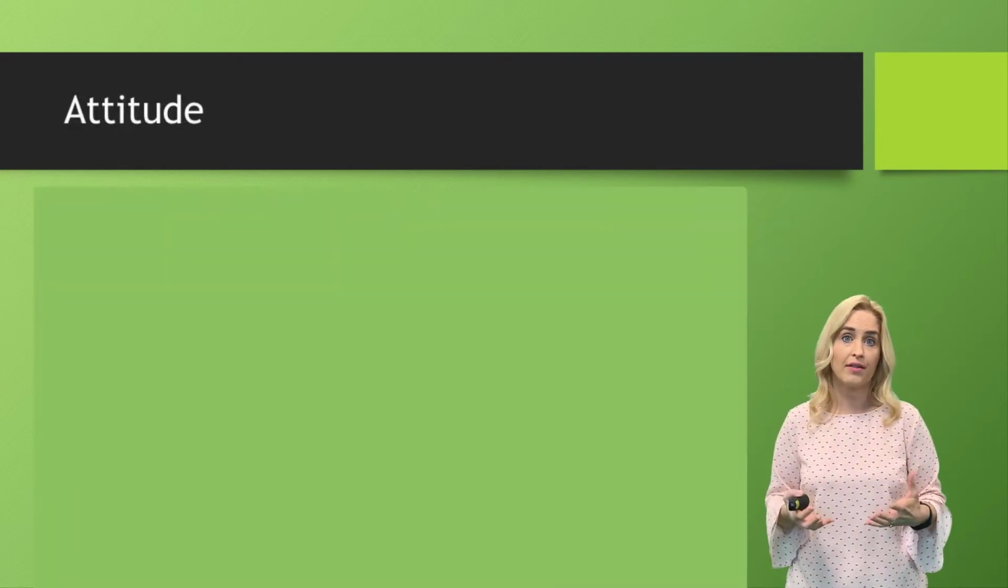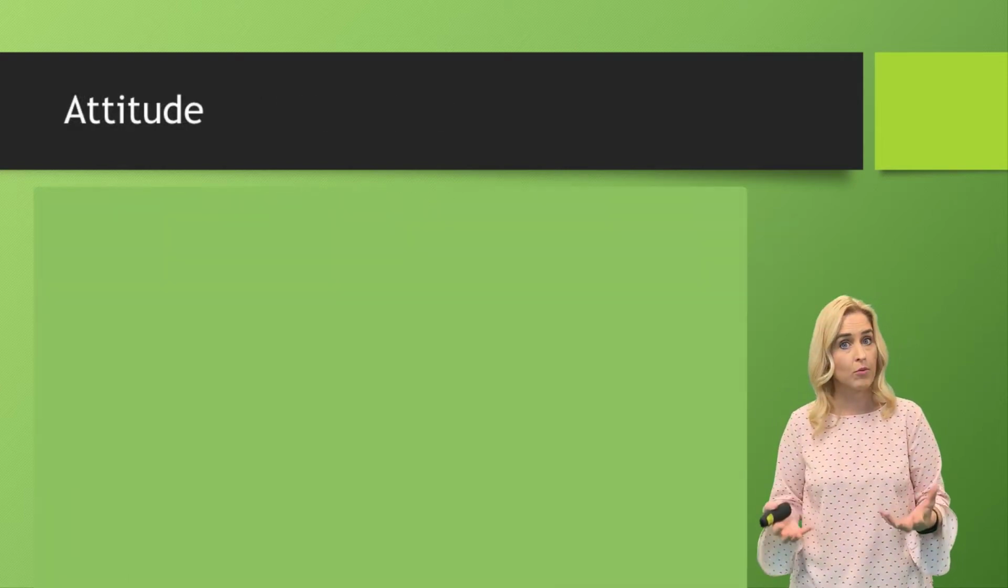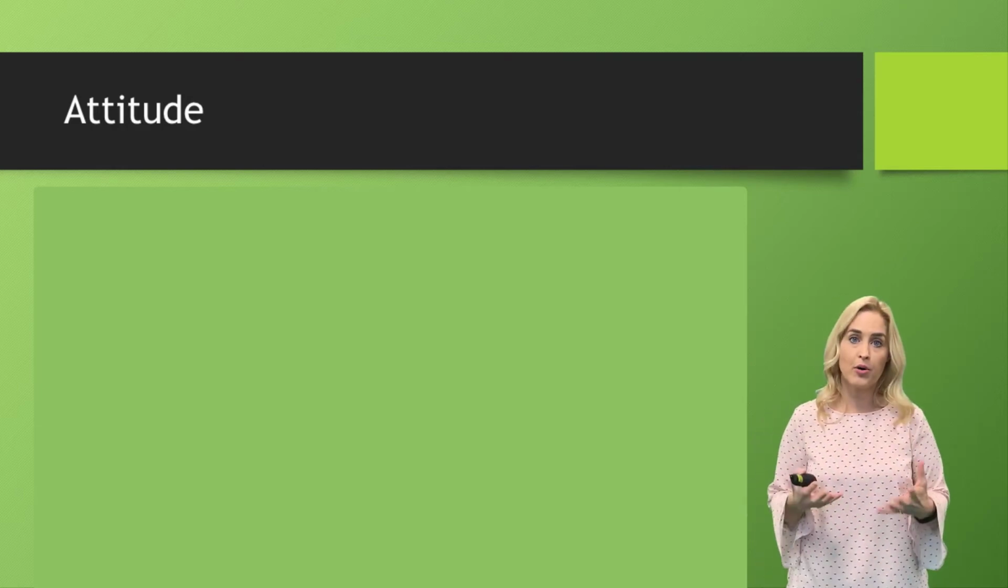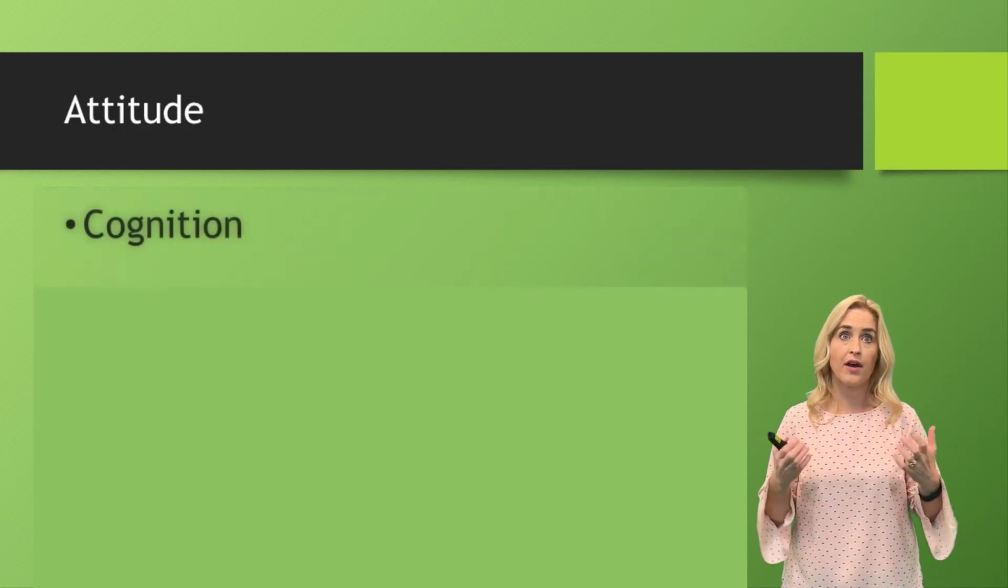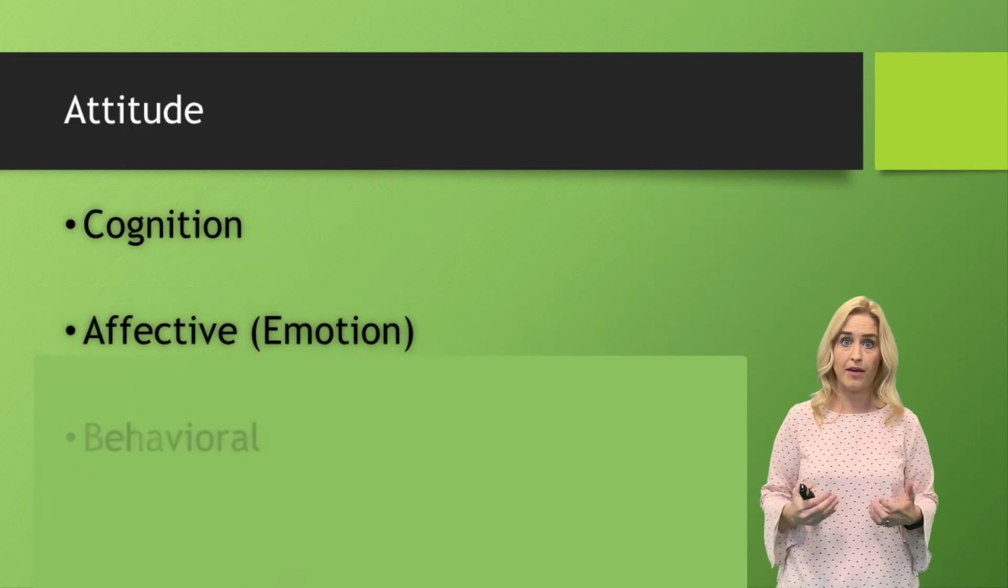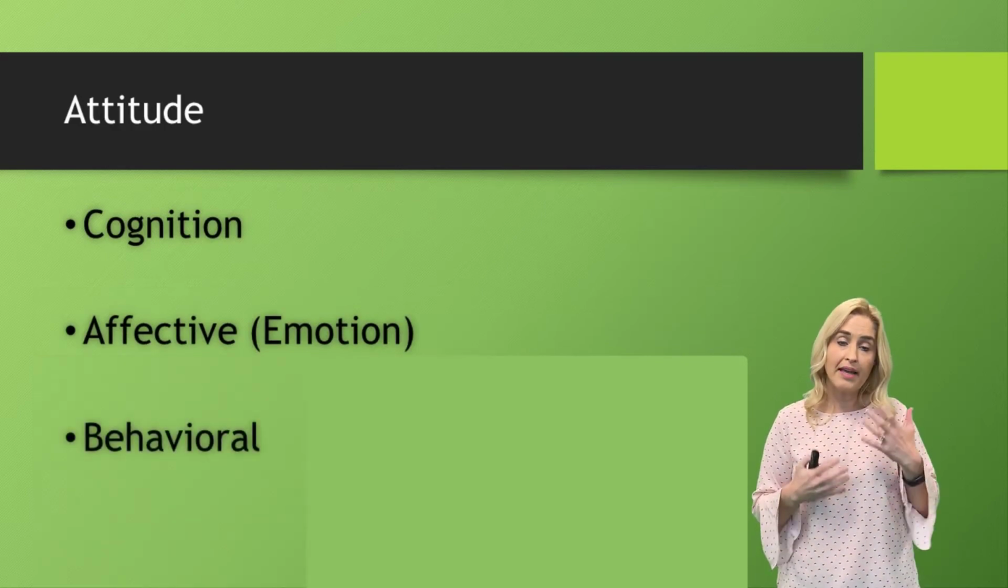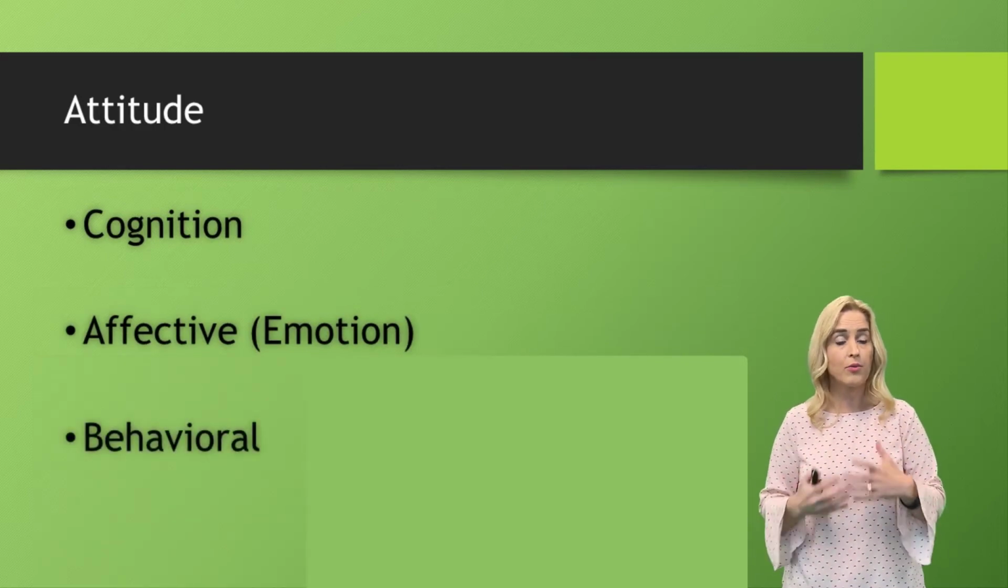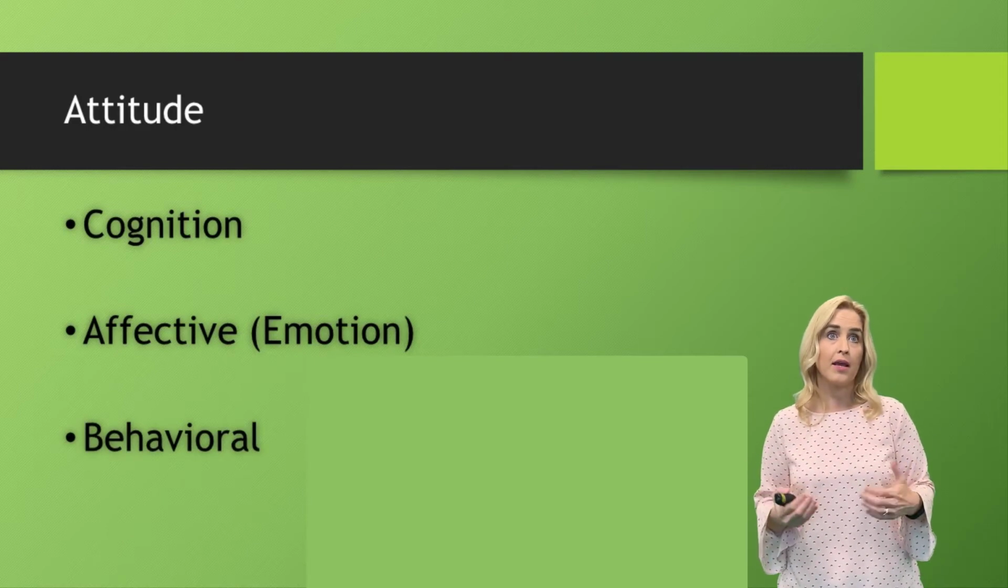Attitude is another thing that we look at when we want to explain someone's behavior. So the three components of attitude are cognitive, affective or emotional, and behavioral. These three, when they line up, they are congruent and we have a complete attitude.